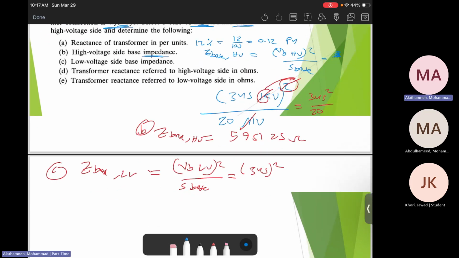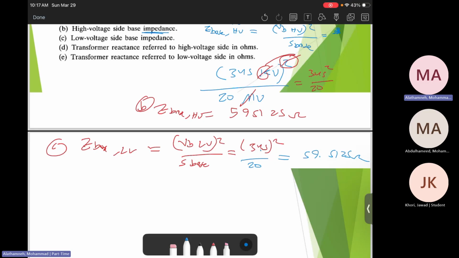Yeah, let's see. It's 345 squared divided by S base, which is basically 20. Then it will be 59.5125 ohms. Then let's keep going to part D. We need to calculate the reactance, converted to the high voltage side.